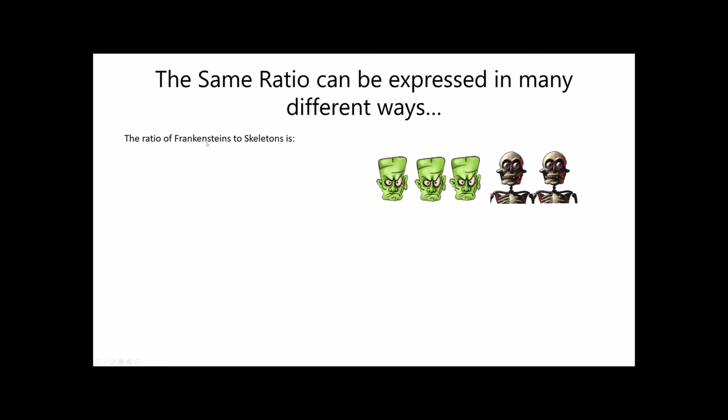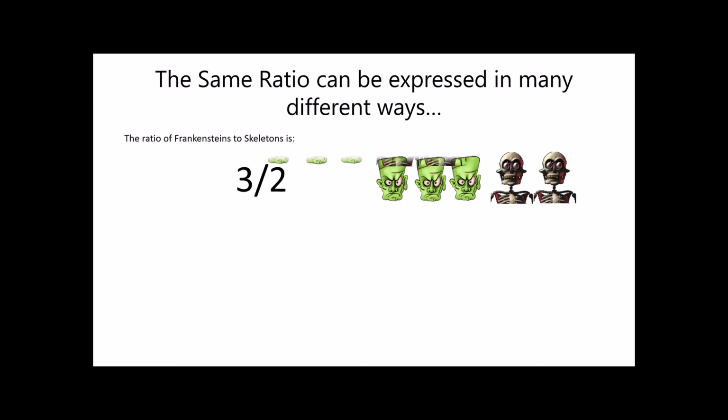In this case, I asked you about Frankensteins to skeletons, and of course that would be 3 to 2, because there are 3 Frankensteins matching to 2 skeletons. But this is not the only ratio that I could create. I could also ask about the ratio between skeletons and Frankensteins, which changes the order of these numbers: skeletons to Frankensteins would be 2 to 3. Or skeletons to Halloween characters, 2 to 5. Or maybe 3 Frankensteins to 5 total. There are lots of different ratios we can create, but for our discussion today, we're going to go with this 3 to 2, Frankensteins to skeletons.